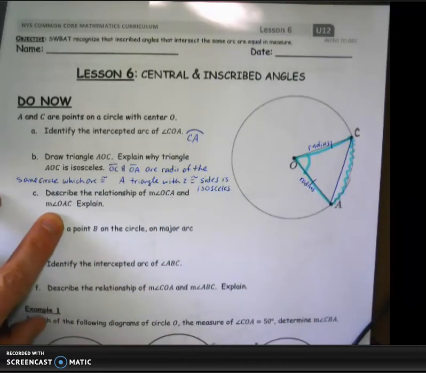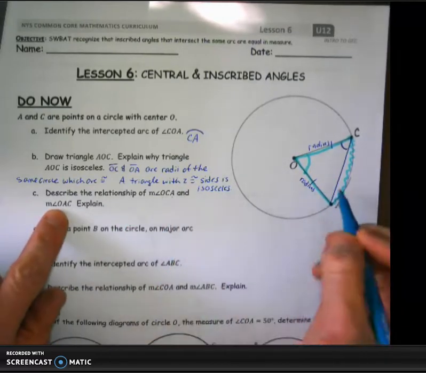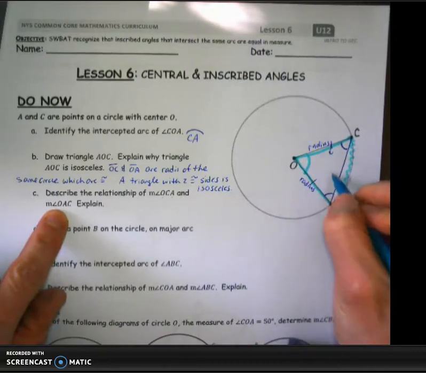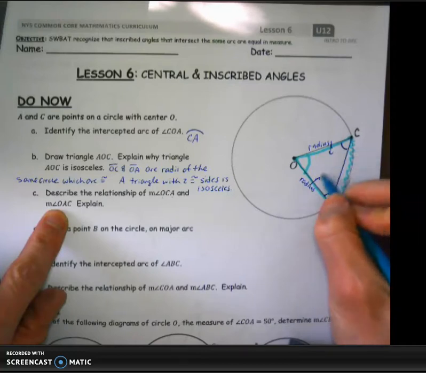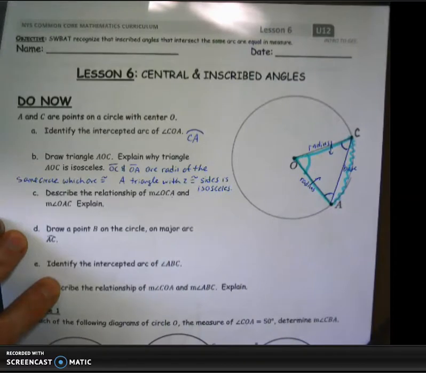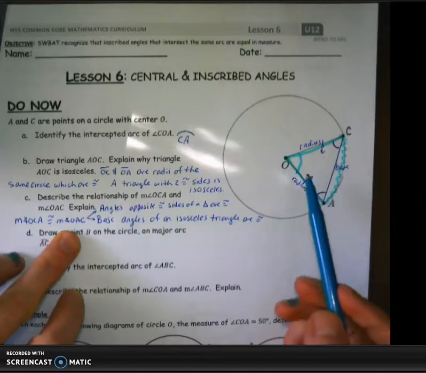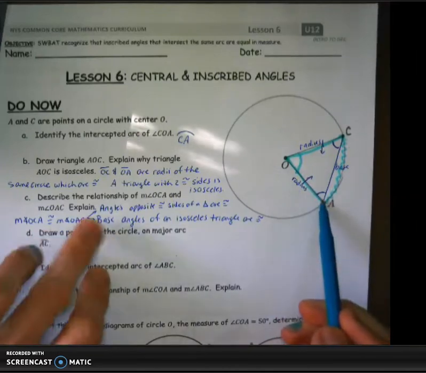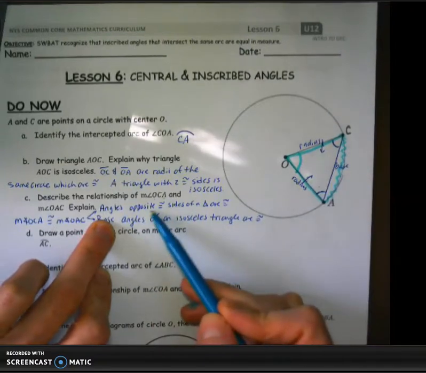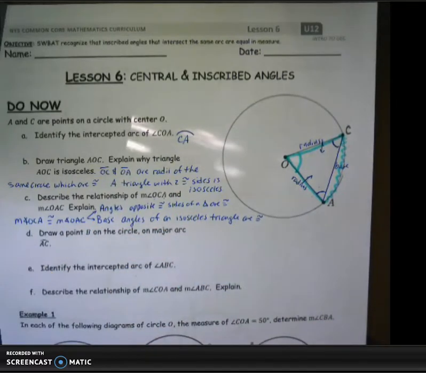Describe the relationship between the measure of angle OCA, so this angle here, and the measure of angle OAC, which is this angle here. Well, guess what? Those are the angles across from the congruent sides. Therefore, these are the congruent base angles. So I just rewrote that the measure of angle OCA and the measure of angle OAC are congruent, and however you want to explain it: angles opposite congruent sides of a triangle are congruent, or the base angles of an isosceles triangle are congruent.